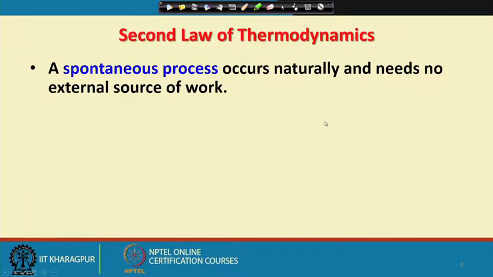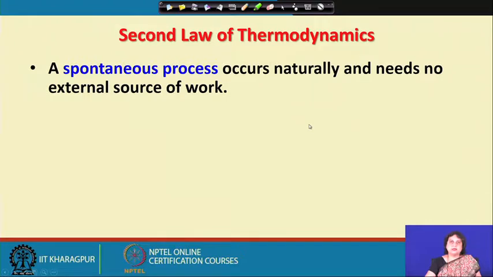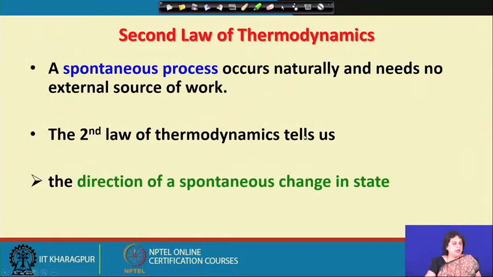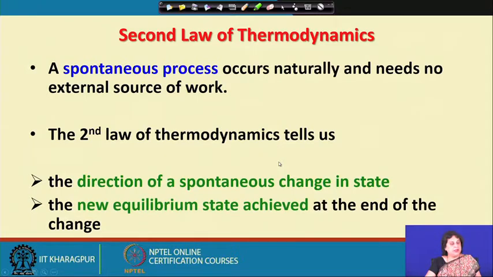First, the second law of thermodynamics says, as we have already seen, a spontaneous process occurs naturally and needs no external source of work. It also tells us that the direction of a spontaneous change in state can be predicted, and also the new equilibrium state achieved at the end of the change can be predicted. So, what else does the second law of thermodynamics do?